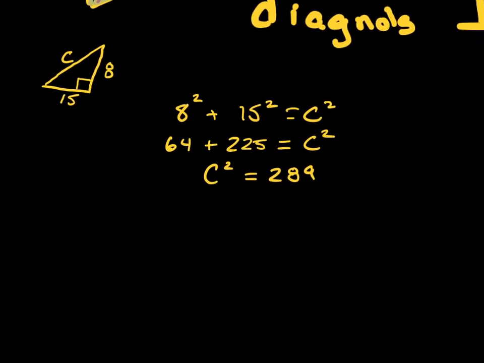Mm-hmm. And then we solve that. What do you mean solve for that? What do I do? Oh, sorry. And then you find the square root of 289. What is it? And then C is equal to 17. Did you just calculator that? You just calculated that, didn't you? No, I'm not a human calculator.